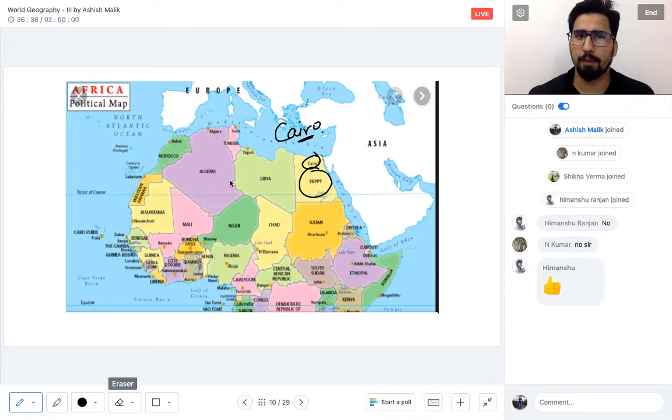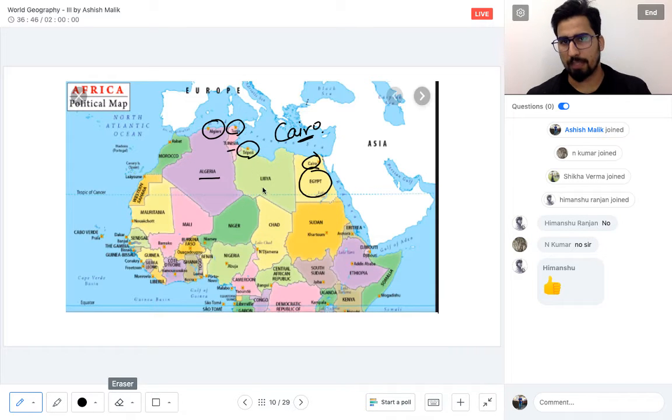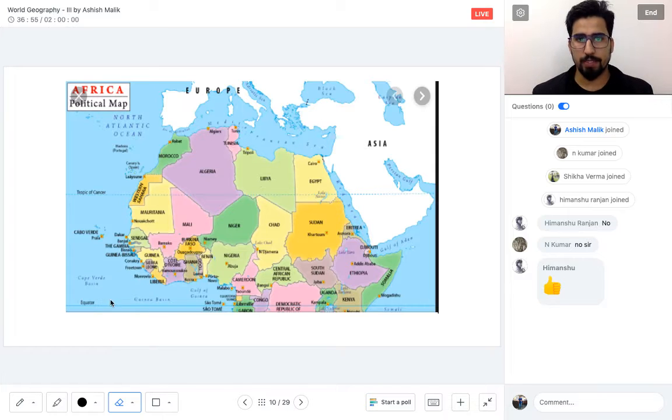So you have to remember, at least if you can, the capital of Algeria is Algiers. Tunis is the capital of Tunisia. Tripoli is the capital of Libya. And Rabat is the capital of Morocco. At least try to remember these 5 capitals. They are important. So Cairo is the capital of Egypt.